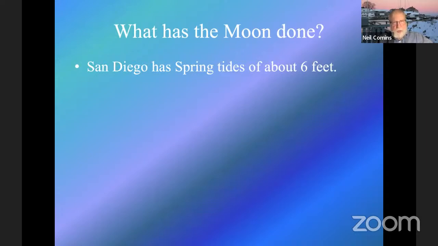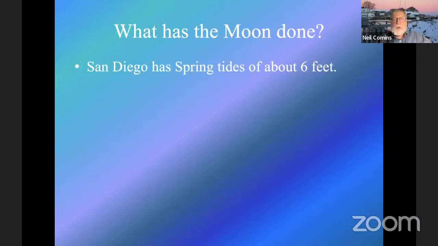The high tides are highest in those two situations, and it's called spring tides. The tide springs up. And the highest high tides that I was able to see for San Diego, roughly speaking, are 6 feet high. Feel free to correct me if I'm wrong about that number.